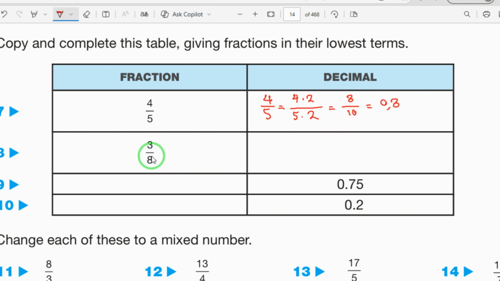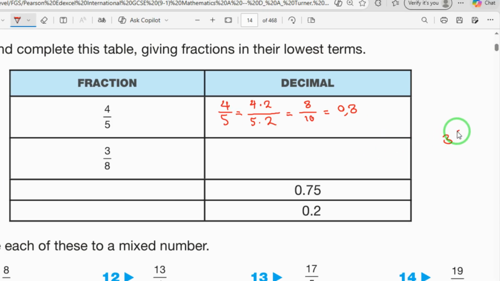In the second question, we have 3 over 8. For 3 over 8 we can also use this method, but it is a little bit challenging. It's better to use a calculator if you are permitted, but in some questions you are not permitted to use a calculator. So you can use long division. We divide the numerator by the denominator. We have 3 divided by 8.